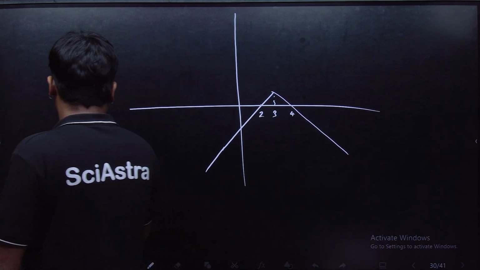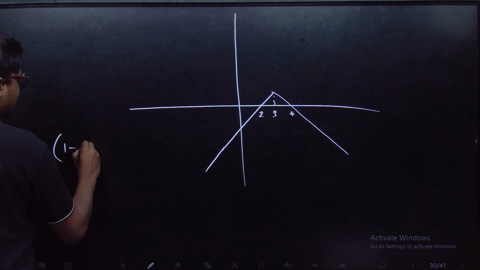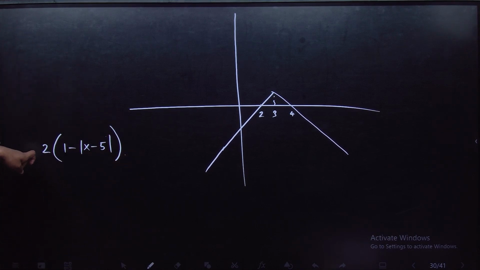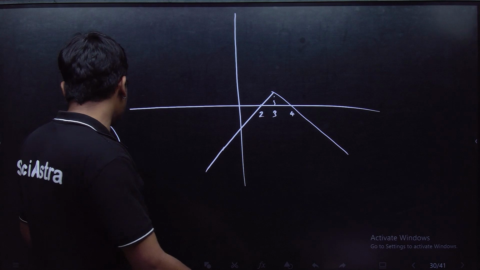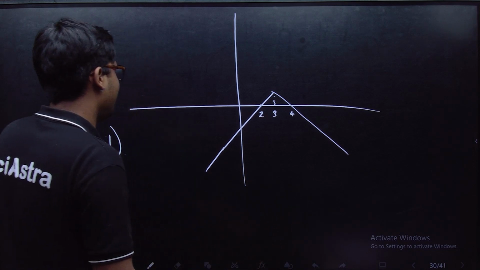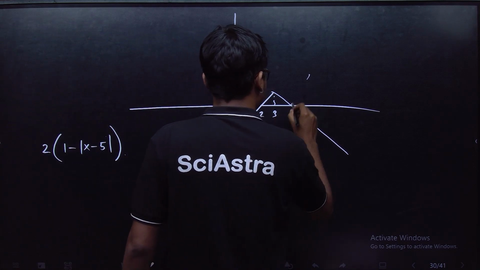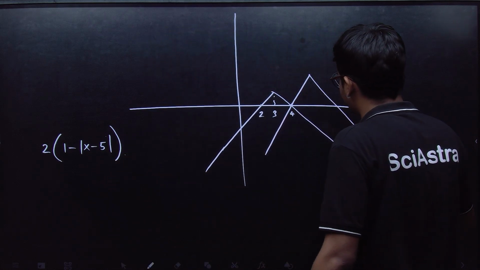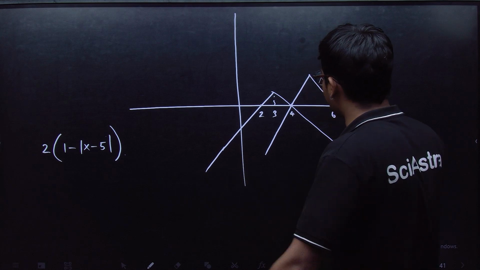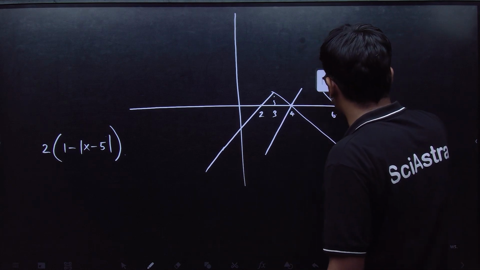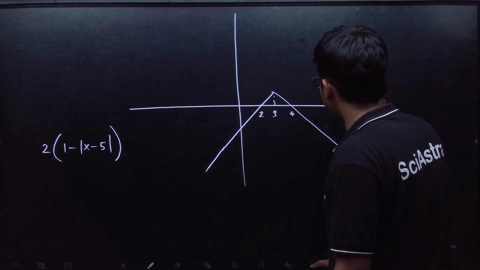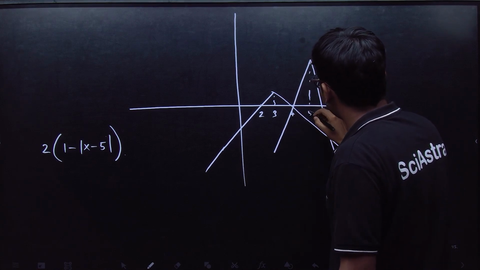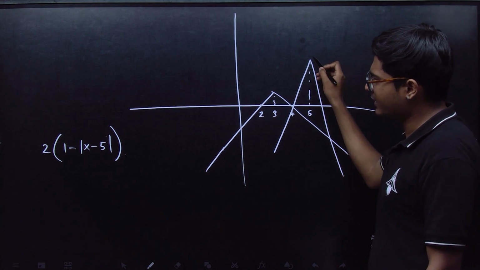Similarly, if I do it for twice of 1 minus mod of x minus 5, what is this going to look like? 1 minus mod of x minus 5, again similar. It's going to pass through the point at 4, and the other point will be at 6. At 6, it's again going to be 0. So 4 and 6, but you're multiplying it by 2, so this value basically becomes double. So I can just shift it upwards. At x equal to 5, what will you get over here? This value is going to be 2.